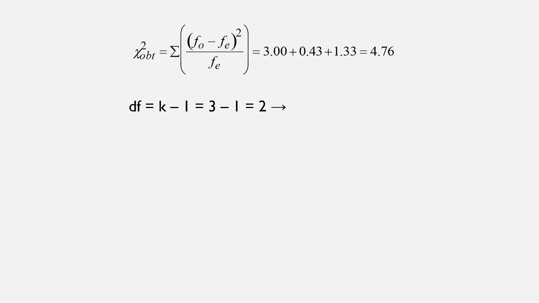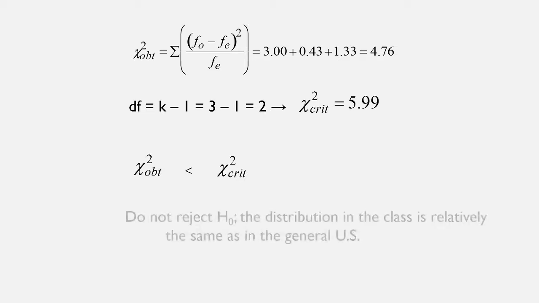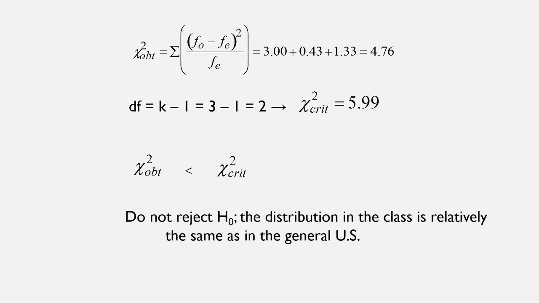Once again, evaluation for significance. Your degrees of freedom is going to be k, or number of levels, minus 1. So again, my critical chi-square is 5.99. Does my obtained chi-square exceed the critical value? In this case, no. My obtained chi-square of 4.76 does not meet or exceed the critical value of 5.99. This is a non-significant chi-square. Thus, what we conclude is that the distribution in the class is roughly the same as the expected frequencies derived from the national data.